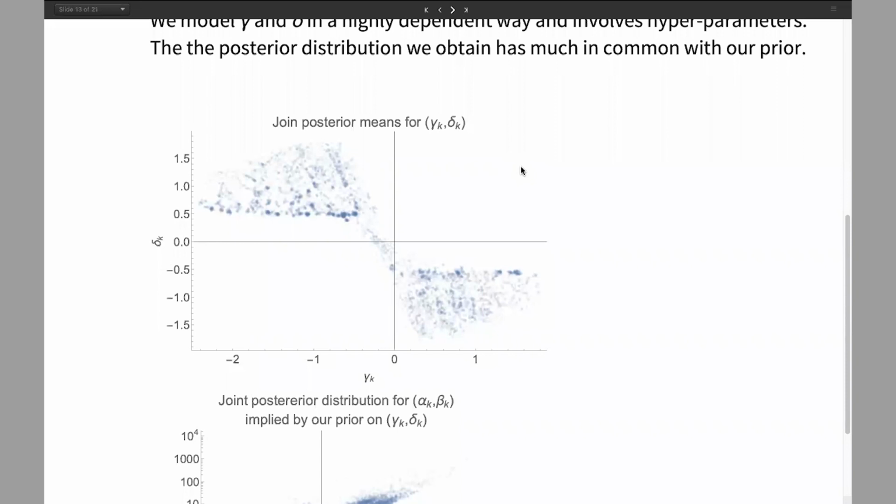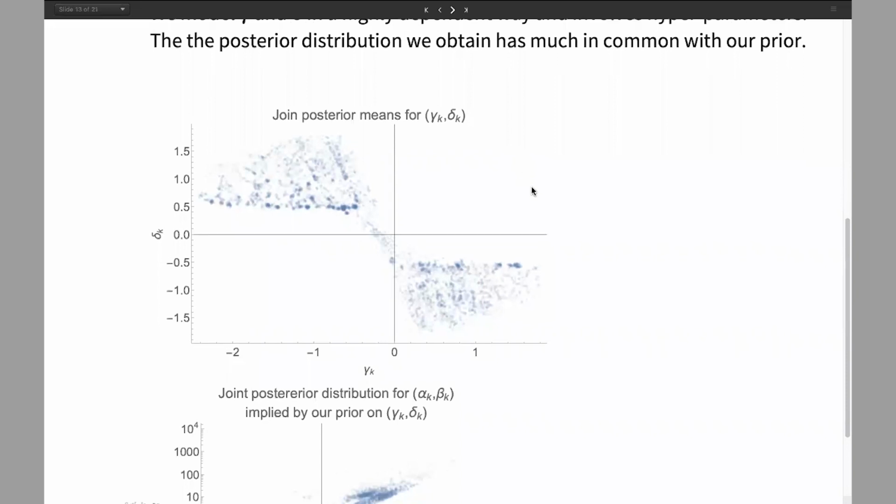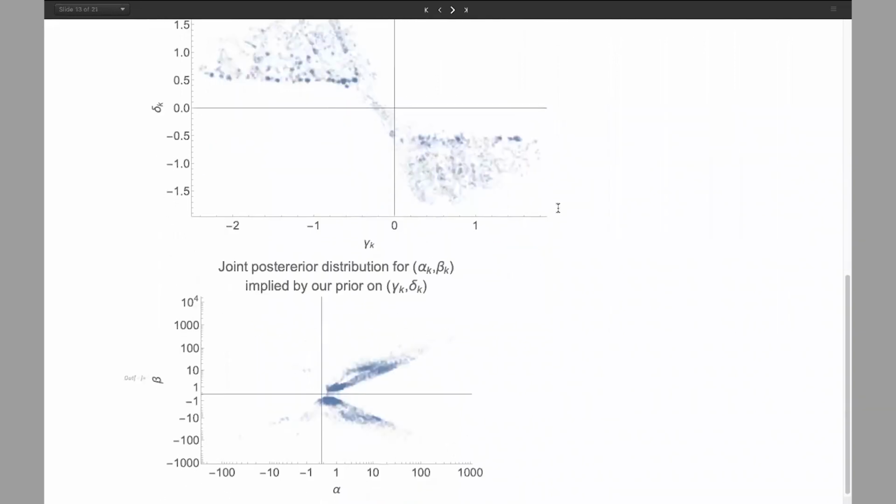But this isn't all that far from the prior. Now, one thing you could ask is, well, what do alpha and beta look like if you just calculate them from this? But these are not all the draws, by the way. These are, as it says, the posterior means. The draws will spread out more and be a fuzzier cloud.